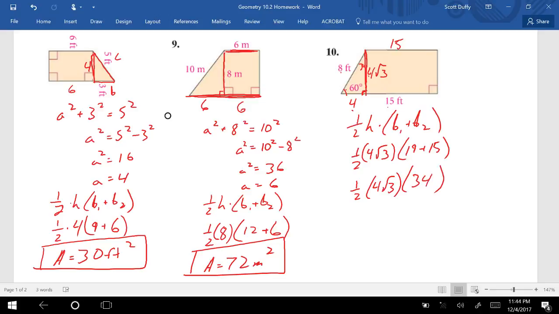Now I can't multiply the square root of 3 yet, but I can multiply 1/2, 4, and 34 and see what I get. And I get 68. And then I still have the square root of 3. Can't do anything with it. And that's my area.